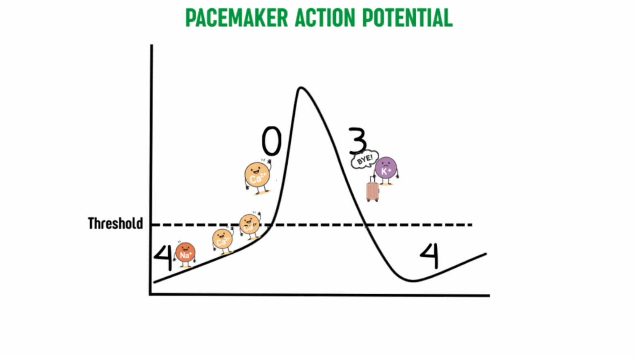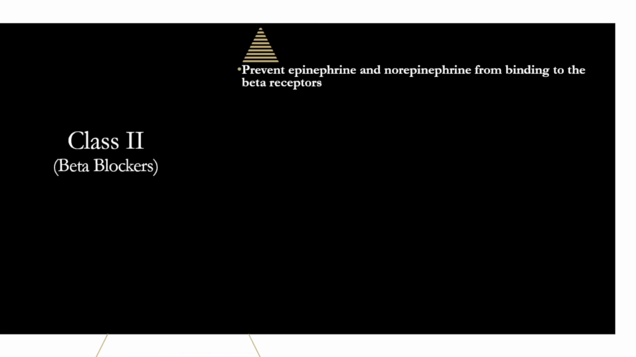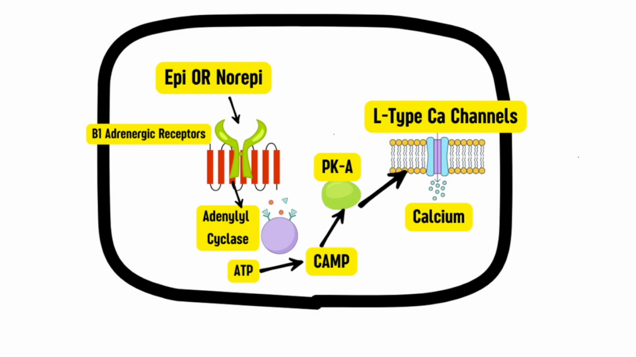All right, so now that we understand the pacemaker action potential, how do beta blockers influence this to help treat arrhythmias? Well, indirectly by preventing epinephrine and norepinephrine from binding to the beta receptors. So how does this help us treat arrhythmias? In the heart, we have beta receptors, primarily beta-1 adrenergic receptors, and when catecholamines like epi and norepi bind to these receptors, this long chain of events occurs.